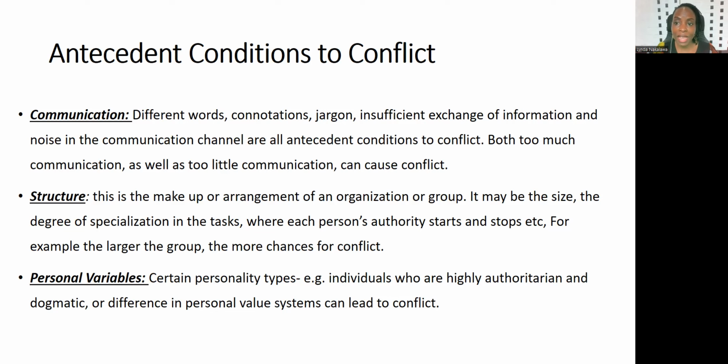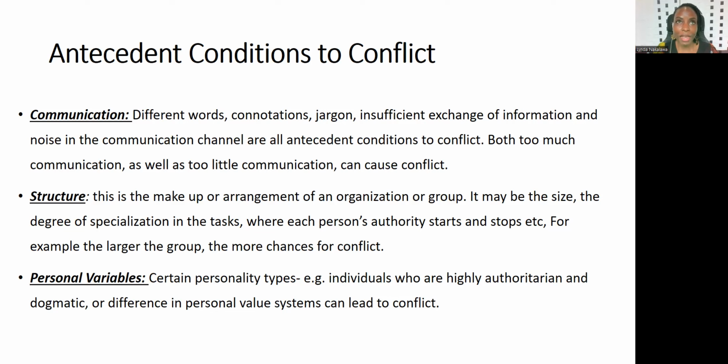Jargon is like the slang, okay? Insufficient exchange of information has really been a problem for a lot of couples that come into my counseling room. That he is so poor at communication, or he does not communicate. Sometimes there is noise in the communication channel, and this noise might be either physical or psychological. People are not understanding each other.